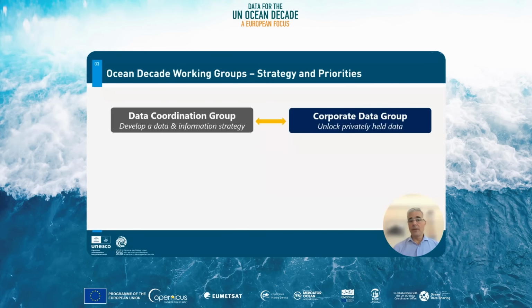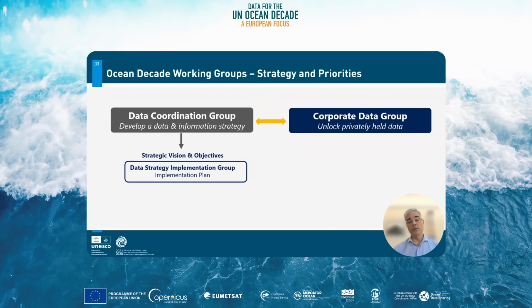Within the Ocean Decade, there are essentially 2 groups focusing on data and information issues. The first one, the Data Coordination Group, which was convened in November 2022, was specifically convened to focus on developing that overarching vision and objectives for this data and information strategy. And then later on, a further group, the Data Strategy Implementation Group, was convened to really focus, once the strategy had been set and the vision and the strategic objectives, on the implementation plan.